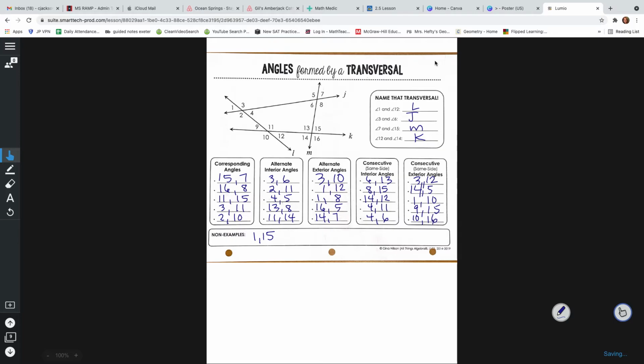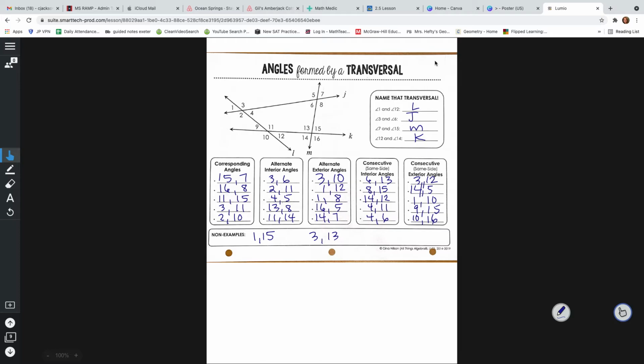Give me another non-example, meaning two angles that have nothing to do with one another. 3 and 13. 11 and 6. 12 and 7. They're not on the same transversal. They have nothing to do with one another. So they're not vertical, they're not a linear pair, they're nothing.